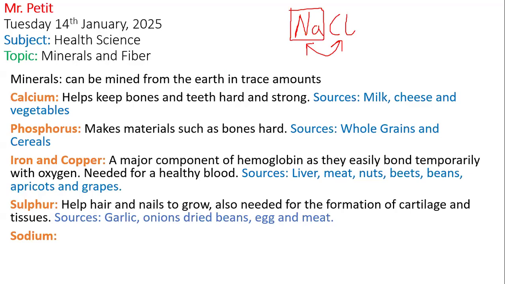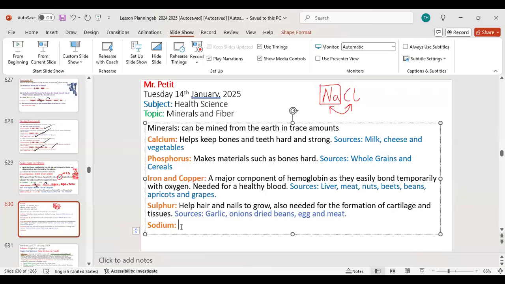That's salt. That's what my teacher taught me. Mr. Petit, have you ever tasted pure sodium before? No. That's the sourest thing on the planet. So it helps to regulate the heart rate. But you don't need a lot of it. You shouldn't have a lot of salt, right? So the source is salt.